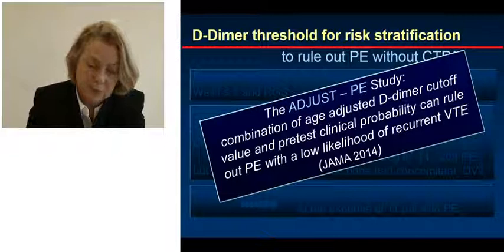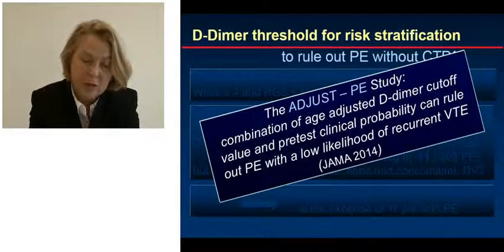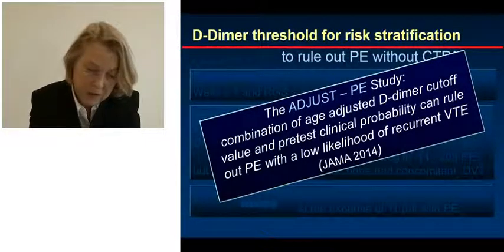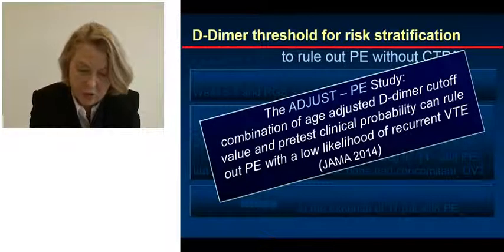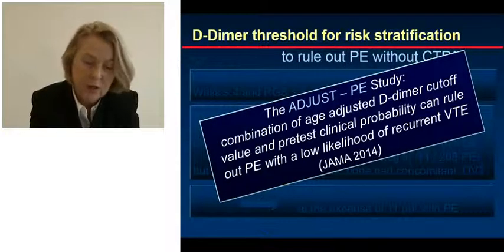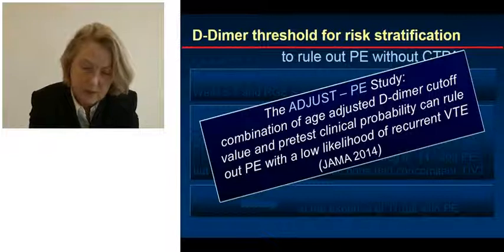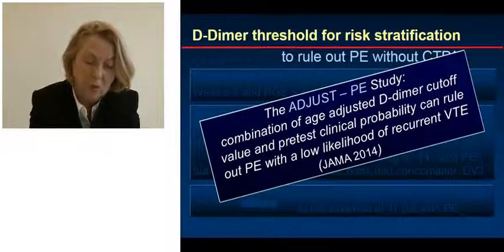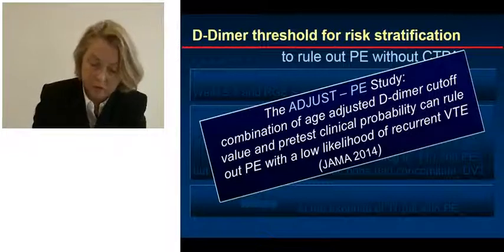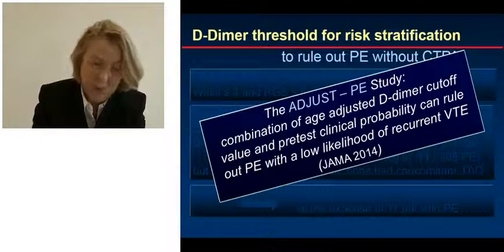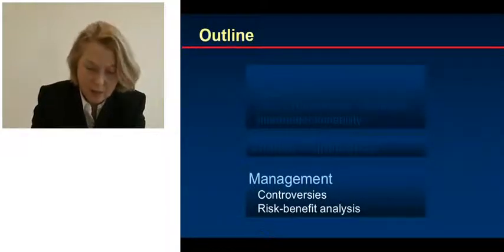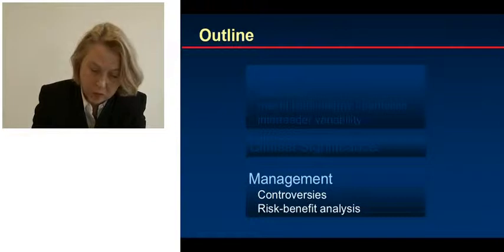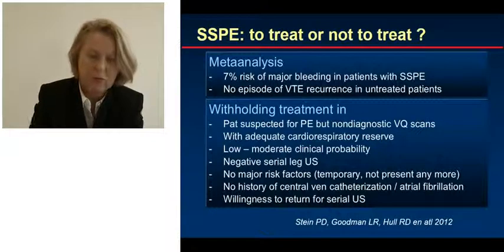This has been reconfirmed by a huge multi-center study, the so-called ADJUST-PE study. Again, they reported that the combination of age-adjusted D-dimer cutoff value and pre-test clinical probability can rule out PE with a low likelihood of recurrent VTE, and that has been published in German. The last thing I want to discuss with you is the management and the controversies around this management.